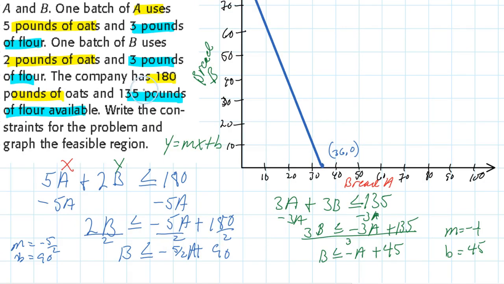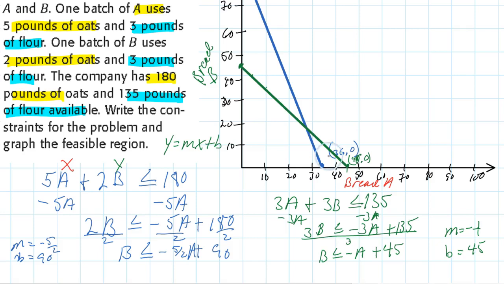Now we do the same thing for flour. The y-intercept for flour was at 45, and the slope for flour was down 1 over 1. Down 1 over 1. That's going to go all the way down and end at 45, 0. Then we draw a line and we label our points.